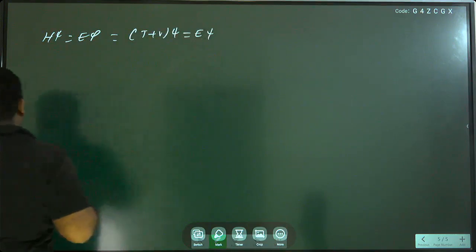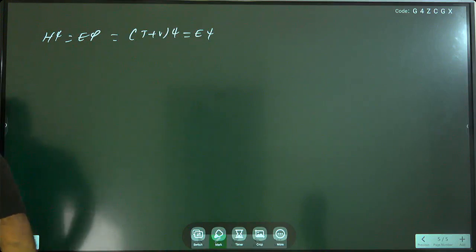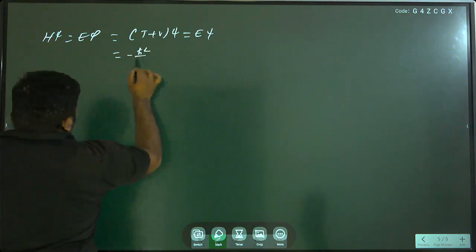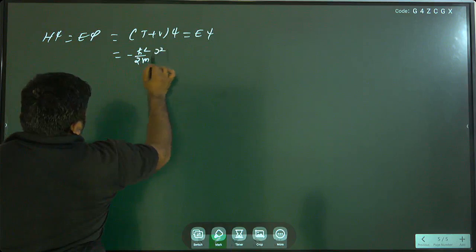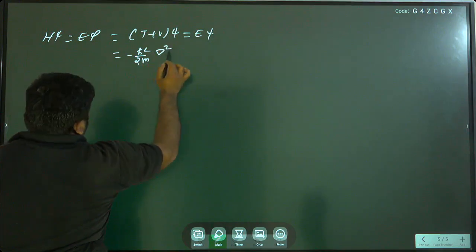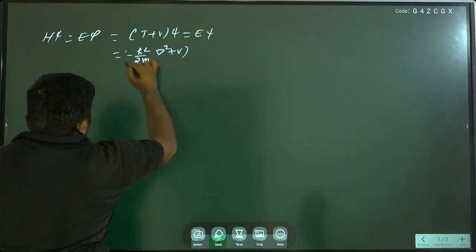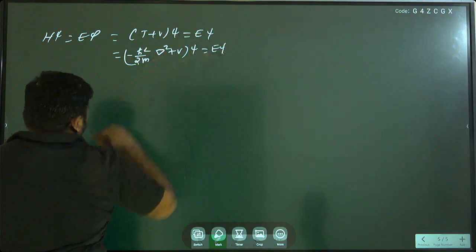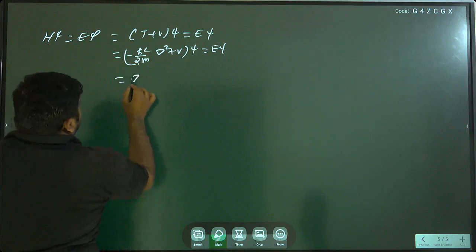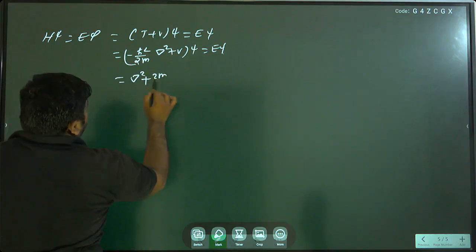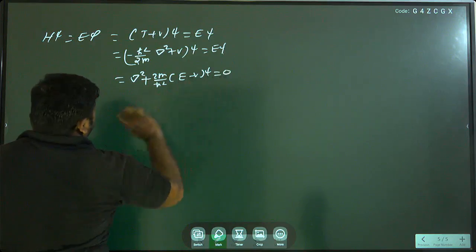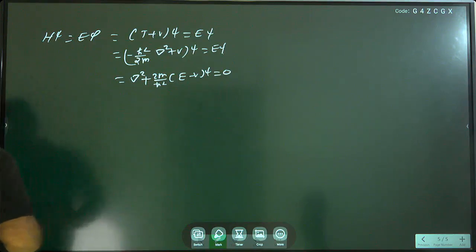समझ में आ रहा है? What is this one? This is nothing but h cross square upon 2m होता है. आ रहा है समझ में? This is equal to how much? Minus h cross square upon 2m del square plus V bracket complete psi is equal to E psi. Okay, इसको उस साइड लीजिए तो this become del square plus 2m upon h cross square, E minus V bracket complete psi is equal to 0. This is the Schrodinger equation of the system.